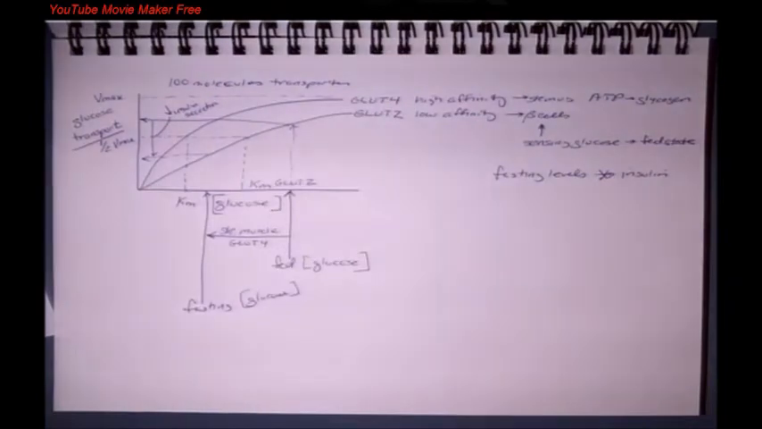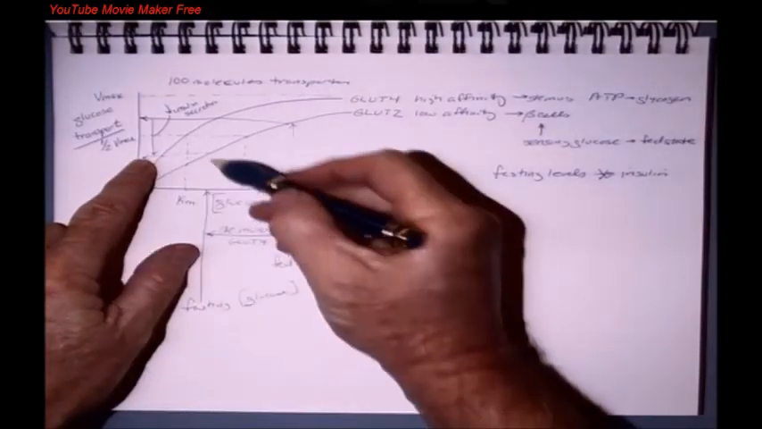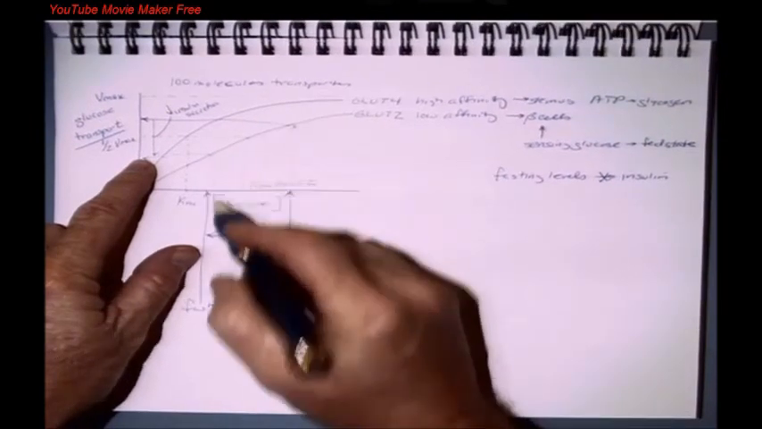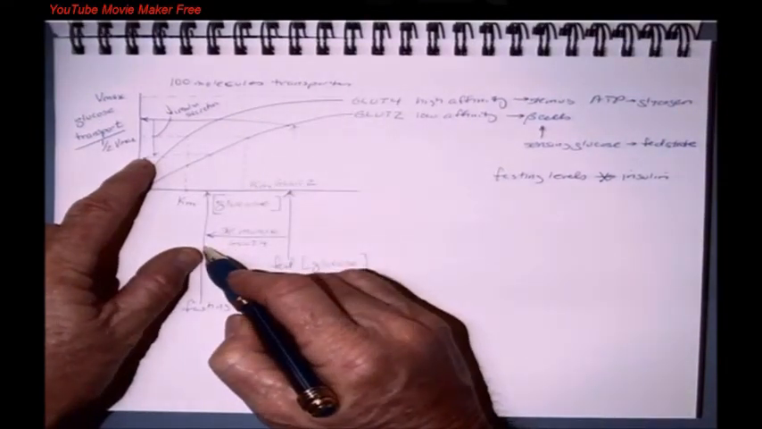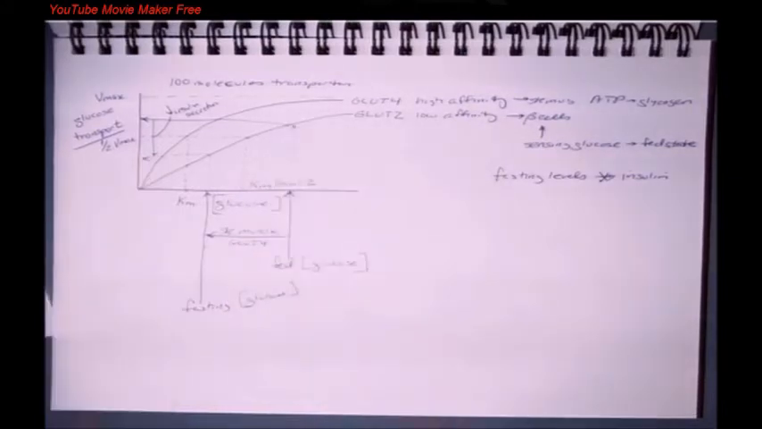Now, remember I said that insulin never goes away. Even in the fasting state, you can still measure insulin. And that's because you still have some residual GLUT2 activity in the normal fasting state. And it has all to do with this kinetic curve.